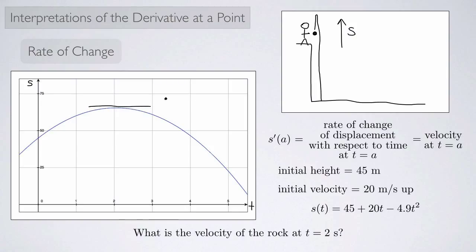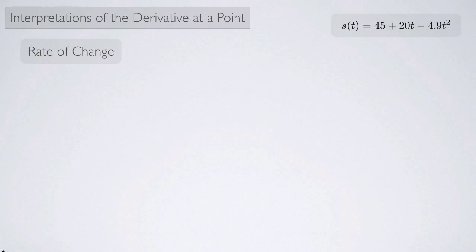So we should expect, when we calculate S prime at 2, which is what we will do to find the velocity of the rock at 2 seconds, to get something pretty close to 0. So let's try and calculate it. Okay, so here is the formula for the displacement as a function of time, and the question that we wanted to ask is, what is the velocity of the rock at t equals 2 seconds? So in order to do this, I actually want to calculate S prime at 2. That's the derivative at 2, and that's something that will give us the velocity.